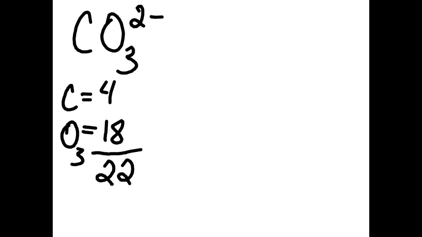What charge does it have? What does that -2 mean? What does that mean about this compound? There are 2 more electrons. So, to my 22, I have to add 2 more because of the charge. It gained 2 electrons. So how many total electrons are in my structure? 24 electrons total. Okay? This is the total number of valence electrons in my structure.